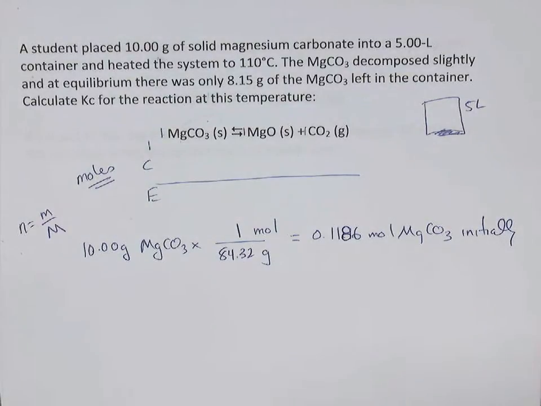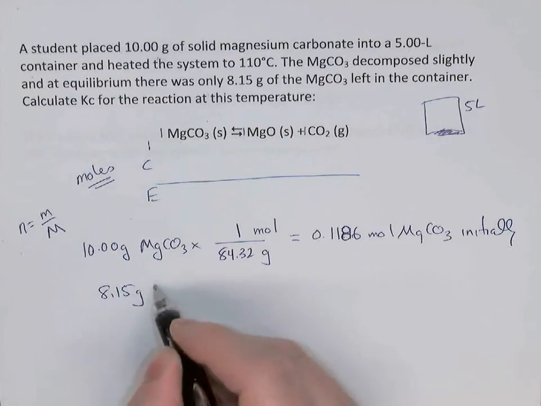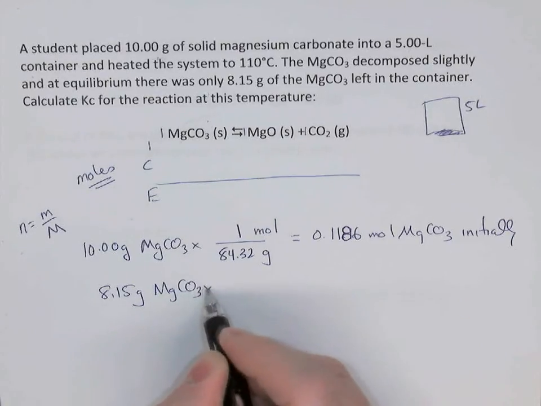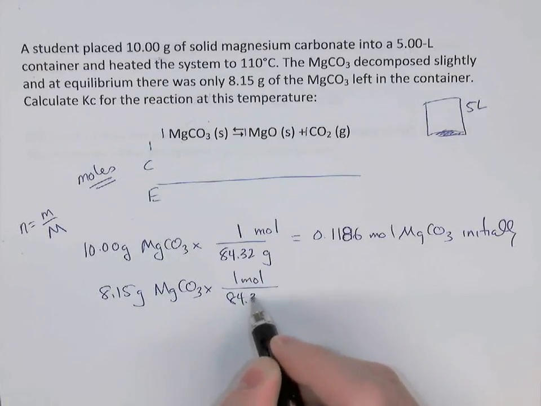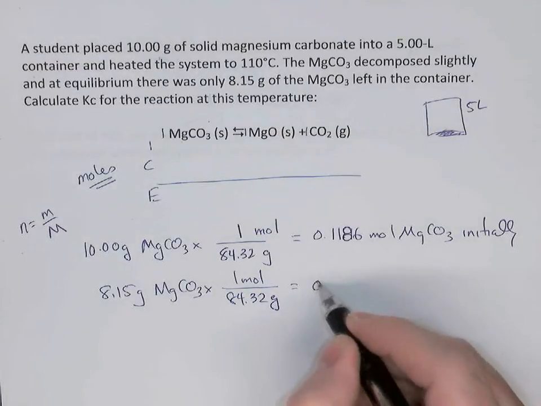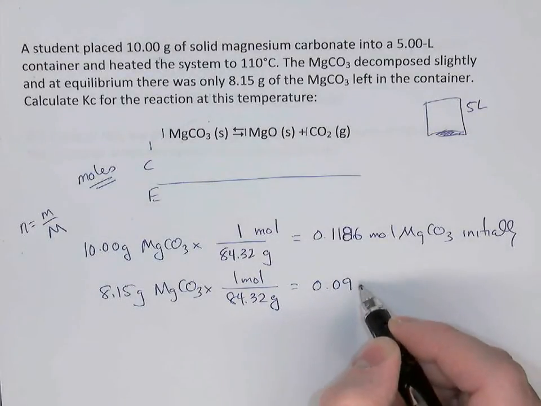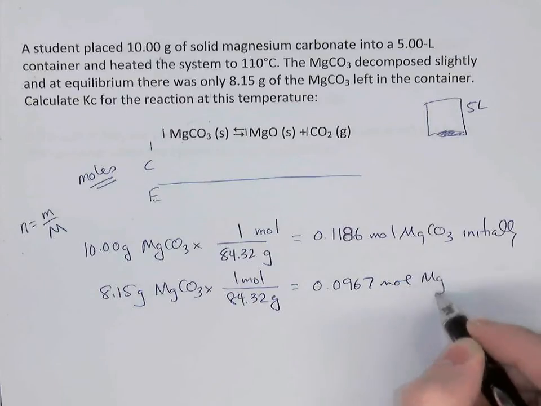Okay, that's what was placed in the container. They had 8.15 grams of magnesium carbonate at equilibrium. So if we do the same thing, switch to moles, we get 8.15 divided by 84.32, we get 0.0967 moles of magnesium carbonate at equilibrium.